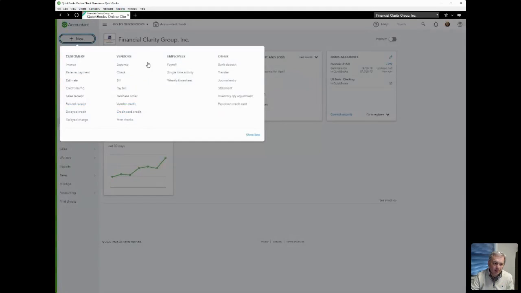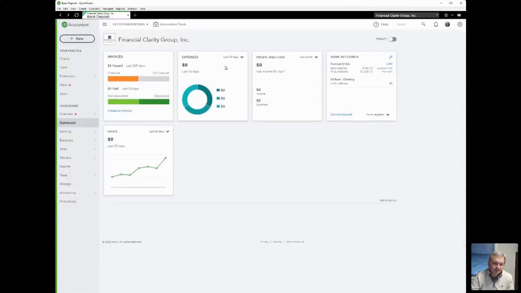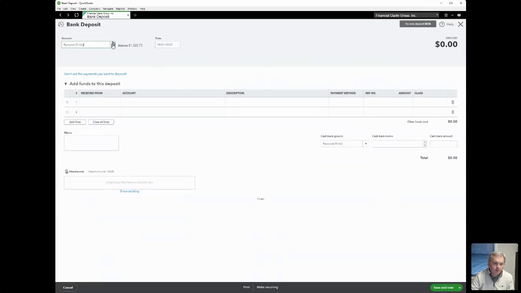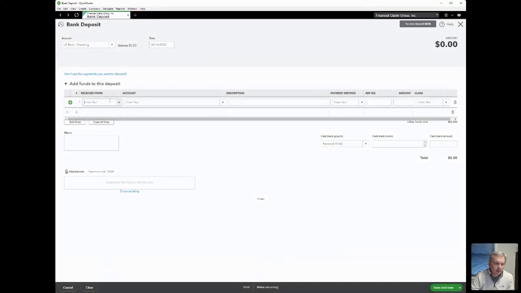If you go to New and Bank Deposit, you would pick the bank account that received the money and the date the money was put in, and this date may correspond to the spreadsheet as well. You're going to leave the received from box empty, contrary to what many people might think. This box, when you're making a bank deposit, actually creates an entry against a customer, and you don't want to do that in this case.